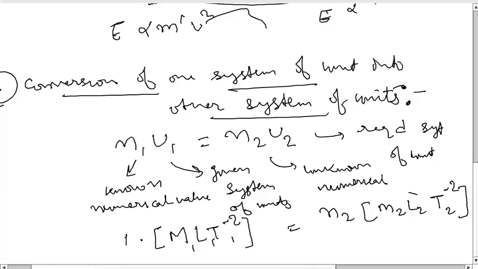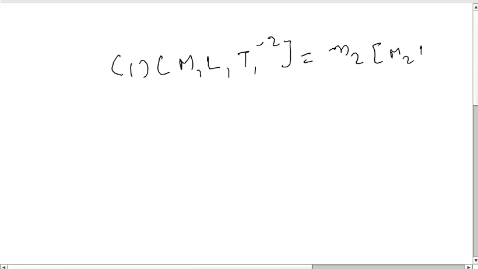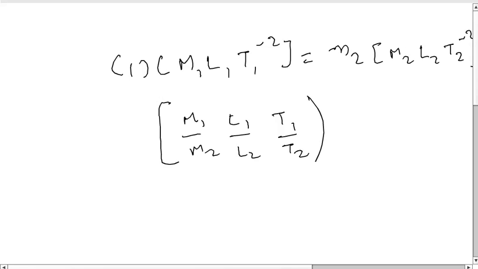Now we will write this as follows. So it will be N1 is equal to 1, that is M1 L1 T1 to the power minus 2 is equal to N2 M2 L2 T2 to the power minus 2. Now this can be written as M1 by M2, L1 by L2, T1 by T2 to the power minus 2. So that will be equal to N2. Clear? Now M1 was our given system unit. What was that? 1 kg.